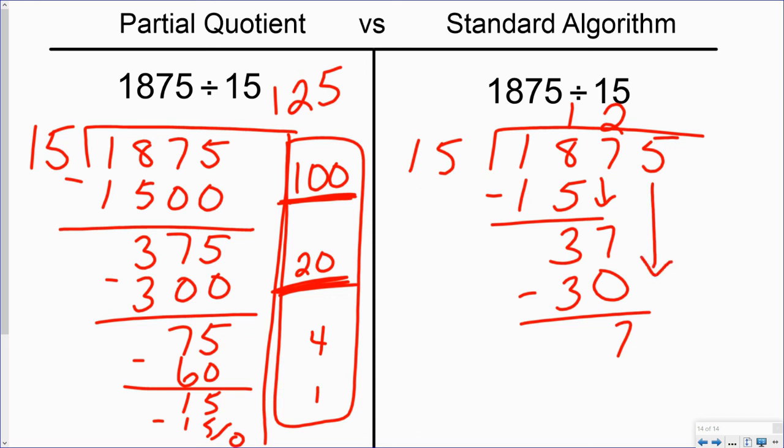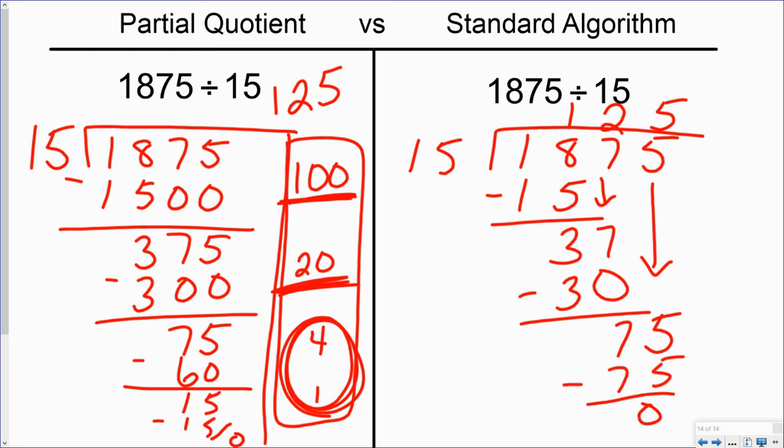Bring down my 5. 15 into 75 is 5 times. And again, that 5 represents this 4 and 1 together. So I subtract 75, leaves me with 0. So again, I have 125 for my answer.